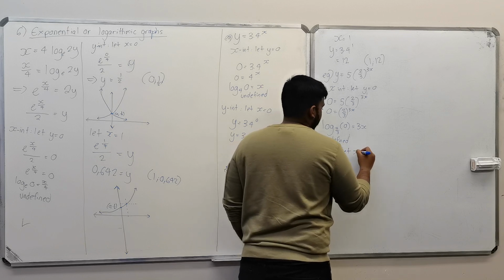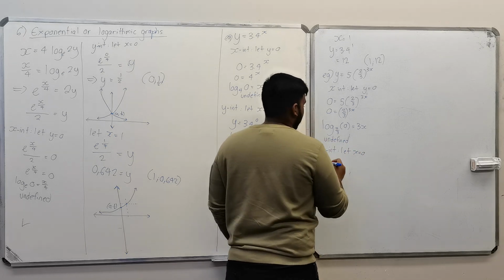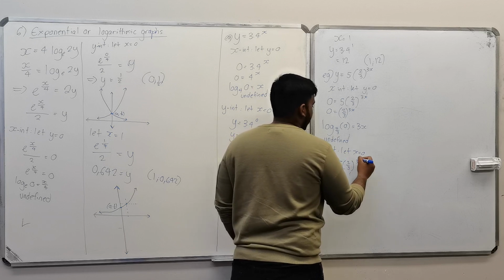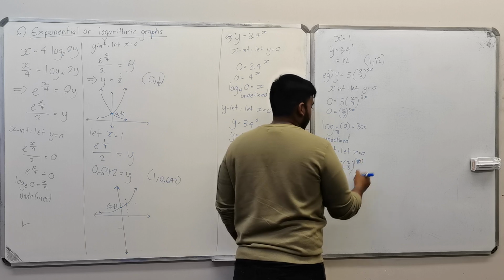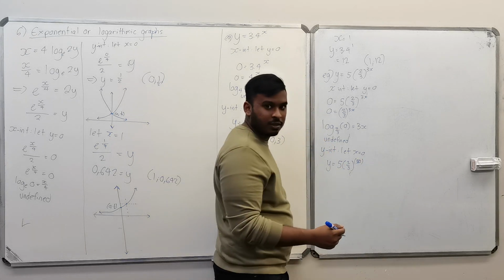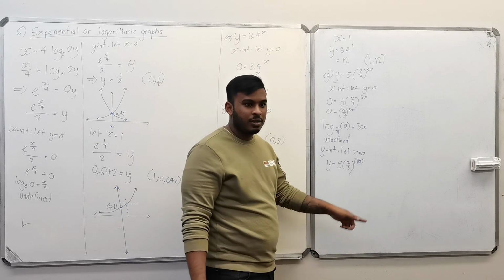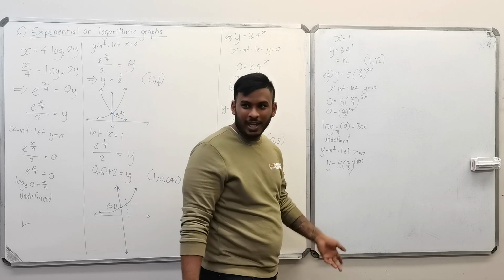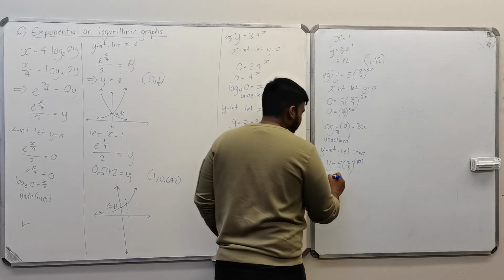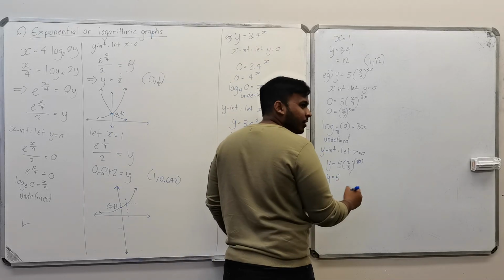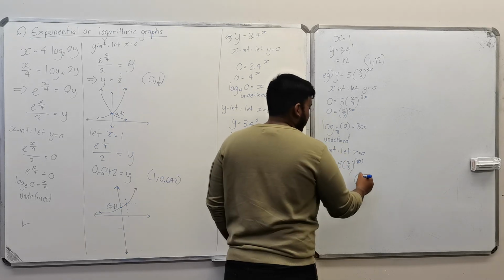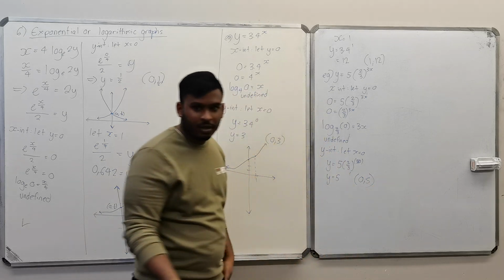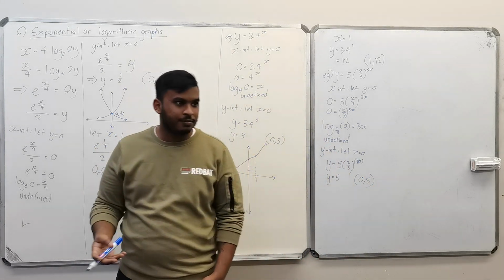Now for the y-intercept, let x equal to 0. So you'll say y is equal to 5 times 2 over 3 to the power 3 times 0. 3 times 0 is 0. 2 over 3 to the power 0 would be 1, times 5 is 5. So one coordinate you got now is 0 and 5.